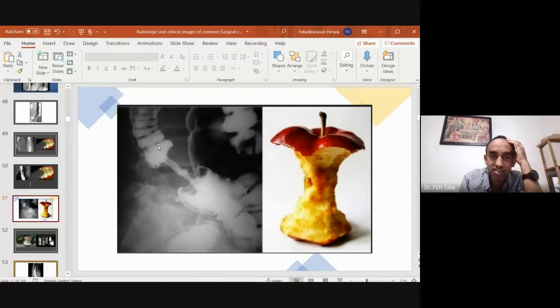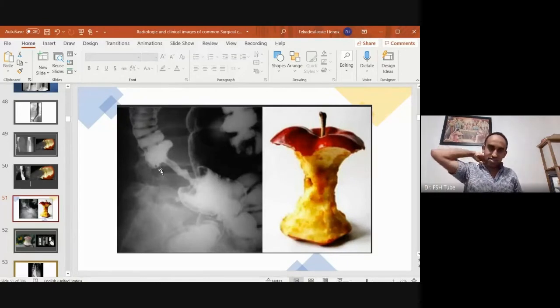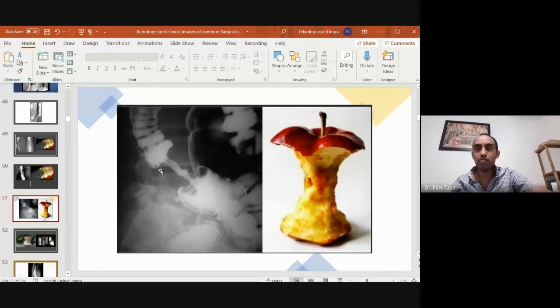But is this the esophagus? Where is this X-ray? What kind of X-ray is this? What is the organ demonstrated? This is a colon, yes. So apple core appearance can happen in the colon. You are dealing with colon cancer, a colon mass. This is most probably a barium enema.